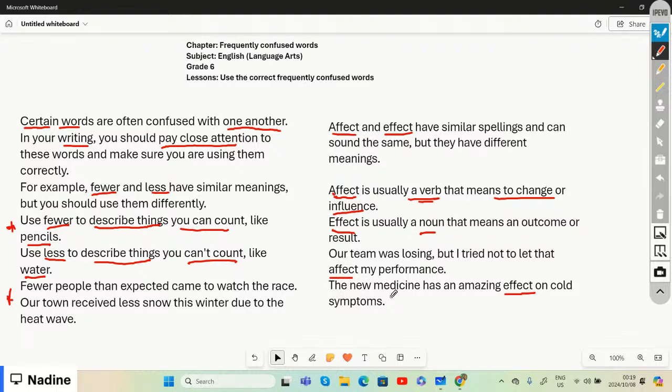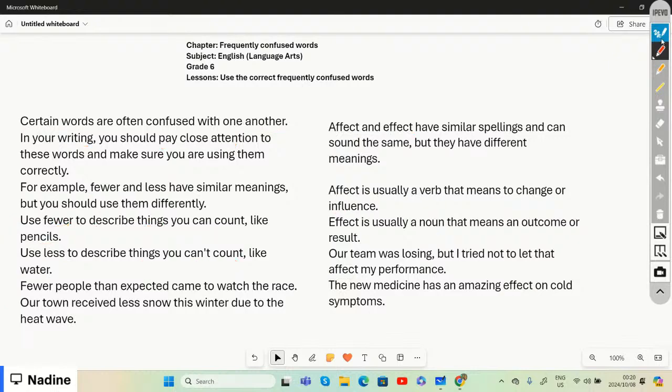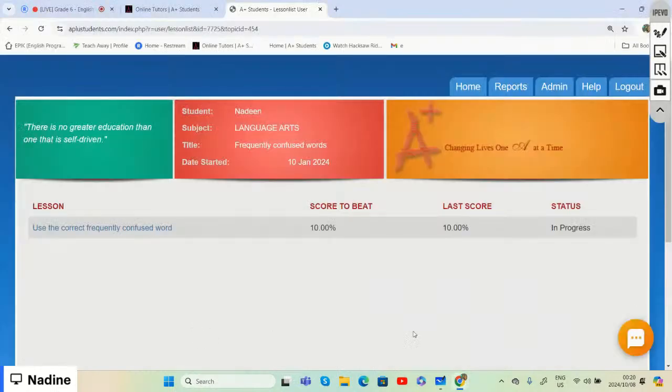All right. And remember, when it comes to frequently confused words, frequently means it's like all the time. So now we're going to aplusstudents.ca, where we're going to go over frequently confused words, and then we're going to our test. All right, and our lesson is to use the correct frequently confused words.